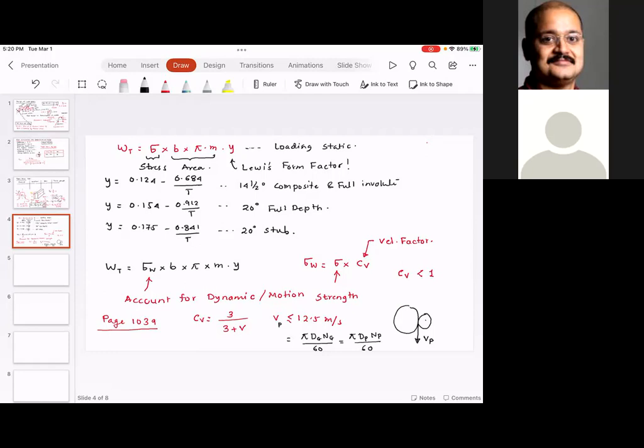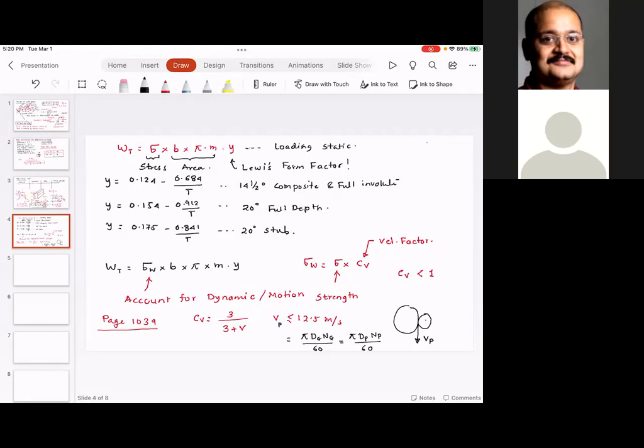Vp is the velocity of point P. Whether you consider that on the gear or on the pinion, that velocity is going to remain the same. Now, whenever you start with the gear design, first and foremost, we have to find out what is the type of gear we are going to use.